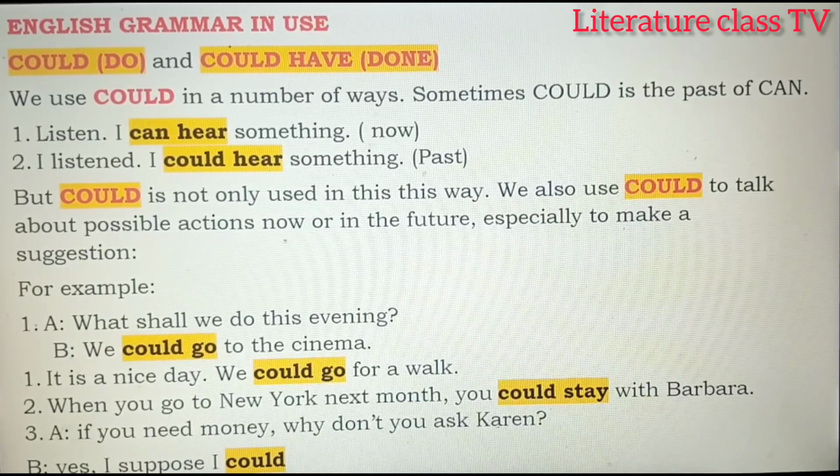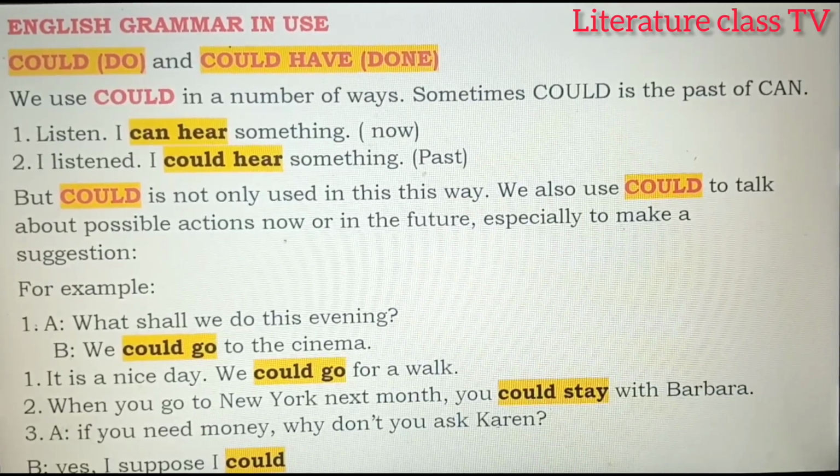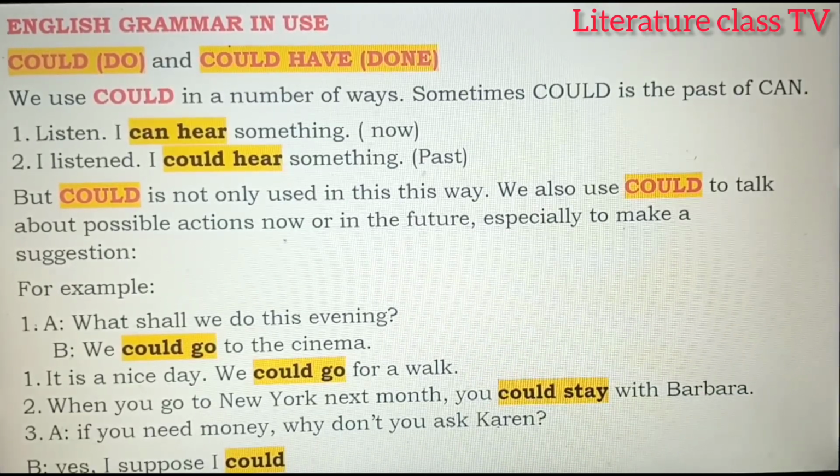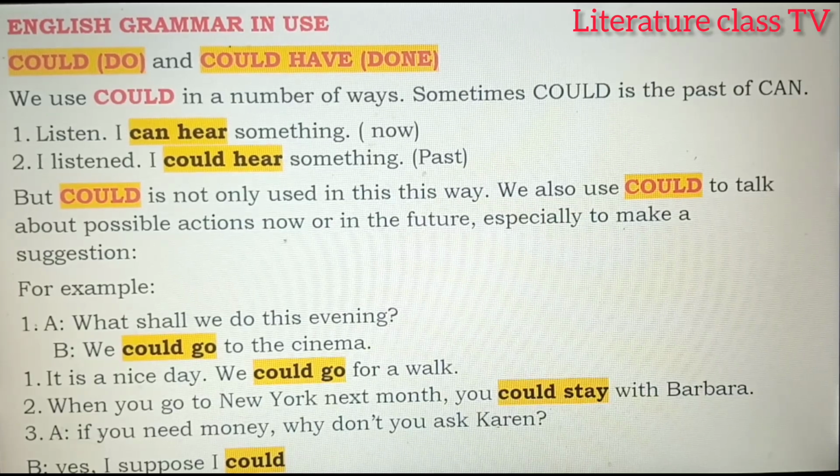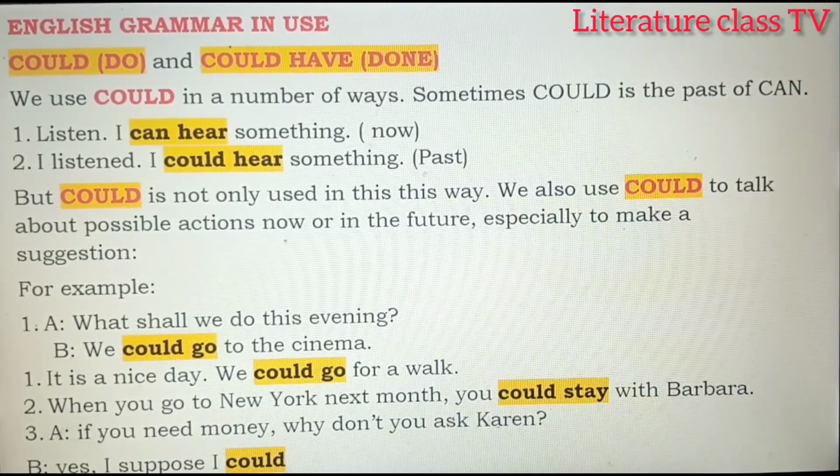It is a nice day. The sun is shining brightly. If it is a nice day, we could go for a walk. That's good. It is a suggestion. We could go for a walk because it is a nice day. The sun is shining brightly.